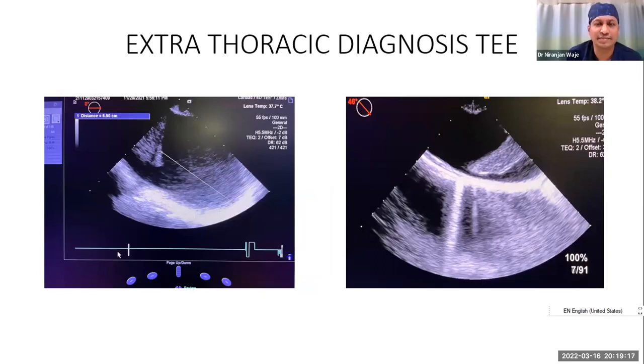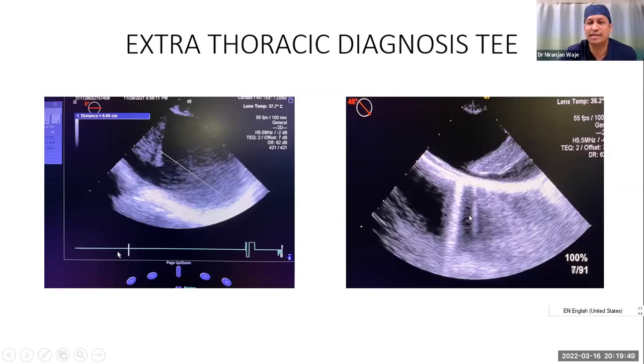Not only thoracic, its utility has been extended even to abdominal causes of hemodynamic instability, like a hemoperitoneum. What you see now is not a lung, not a pneumonic lung. This is the liver here, this is the diaphragm, and this is a massive collection of hemoperitoneum on the left lobe of the liver. You can see the dark line here is the diaphragm.